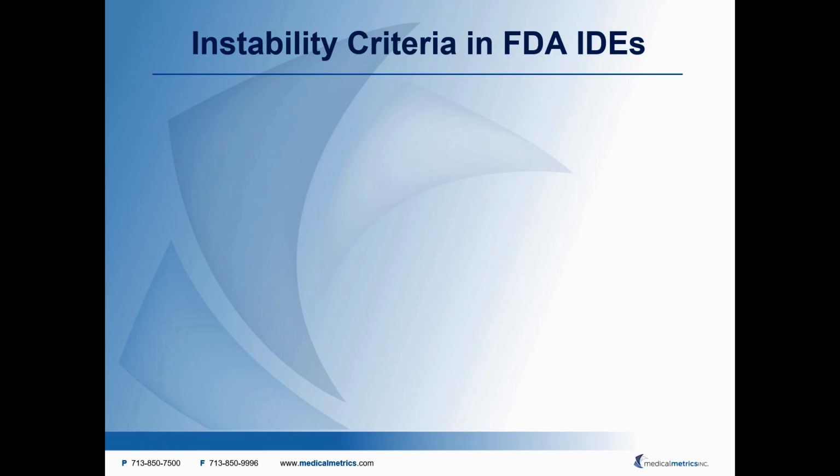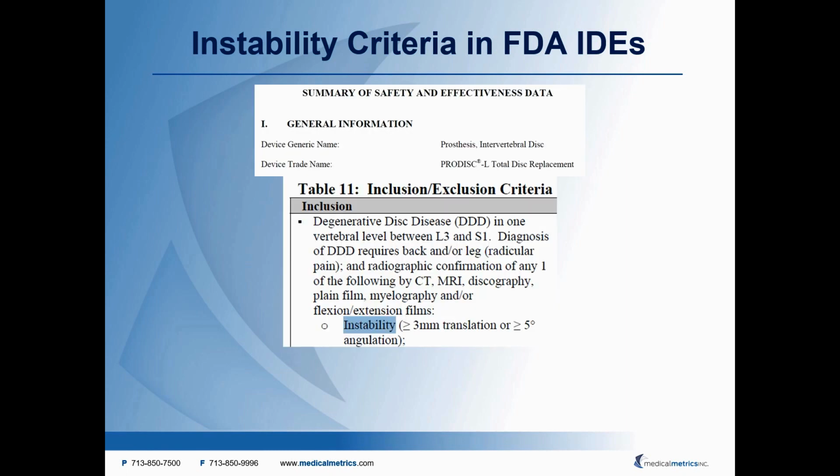The FDA has allowed a variety of spinal instability criteria into regulated trials. For example, in the PRODISC-L study, the criteria were greater than or equal to 3 mm or greater than or equal to 5 degrees of angulation. These criteria do not make sense based on available knowledge.